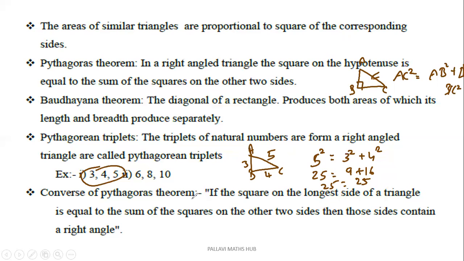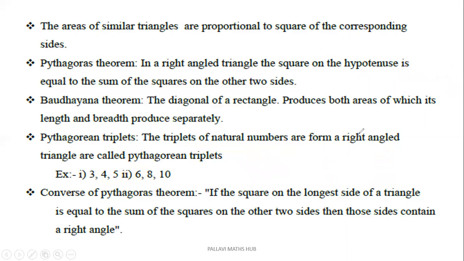Next, converse of Pythagoras theorem. Just the converse. If the square on the longest side, which I already told you is the hypotenuse, but here you are not mentioning that it is the hypotenuse, you are just saying: if the square on the longest side of a triangle is equal to the sum of the squares on the other two sides, then those sides form a right angled triangle. Okay, this is the converse.